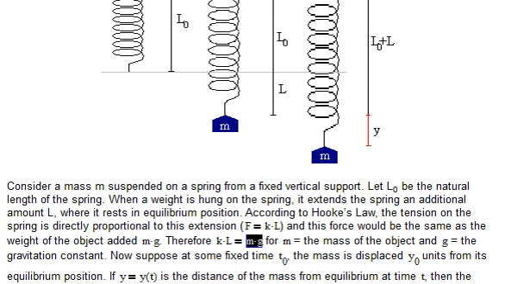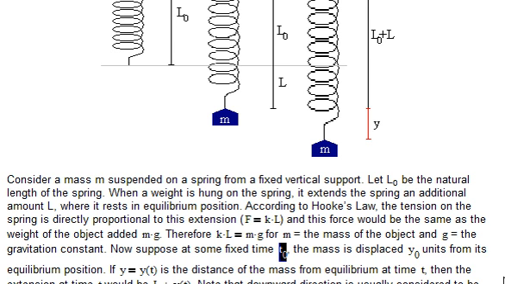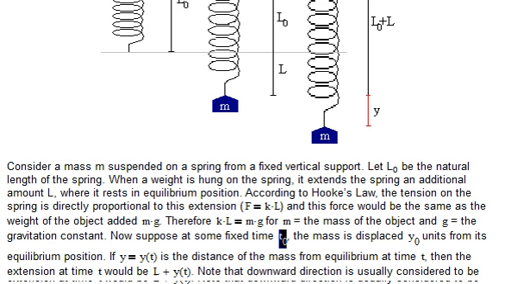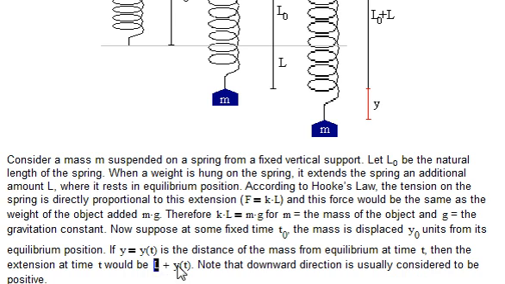Now suppose at some fixed time t sub 0, the mass is displaced y sub 0 units from its equilibrium position. So in other words, we pull it down an additional y sub 0 units or something like that. Then if y equals y of t is the distance of the mass from equilibrium, that's this length right here, at time t, then the extension at time t would be the natural extension plus y of t, the extension from this force.